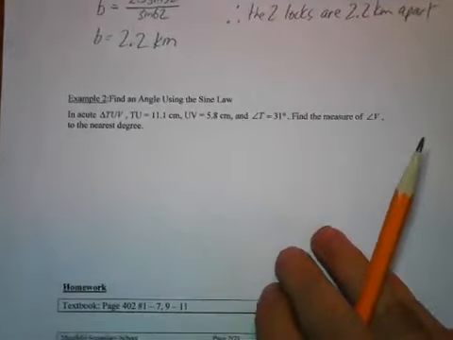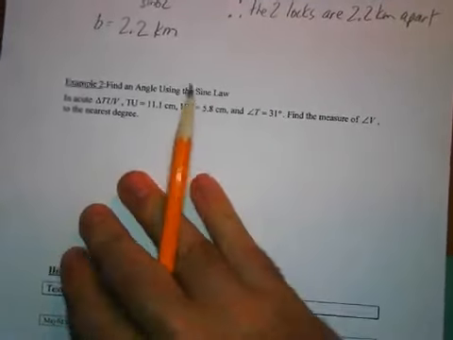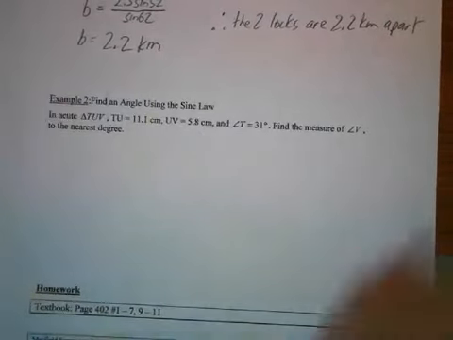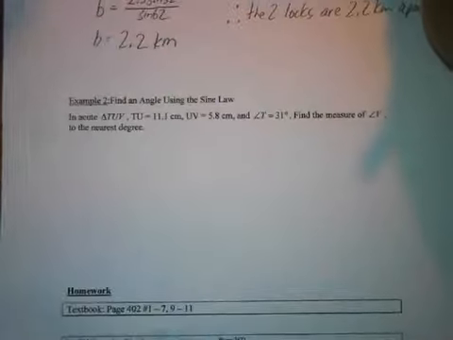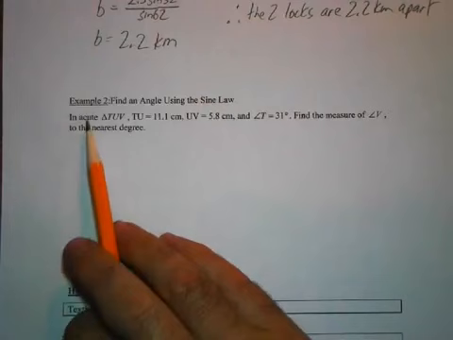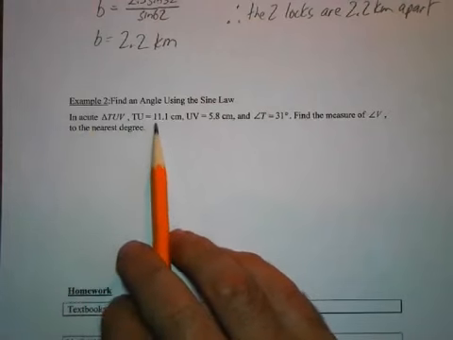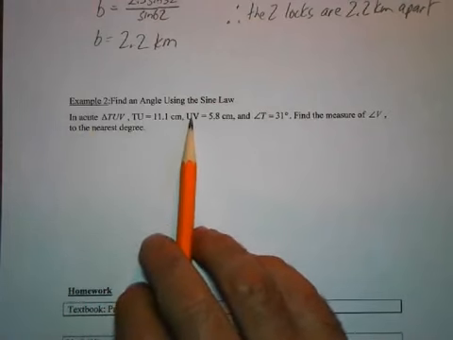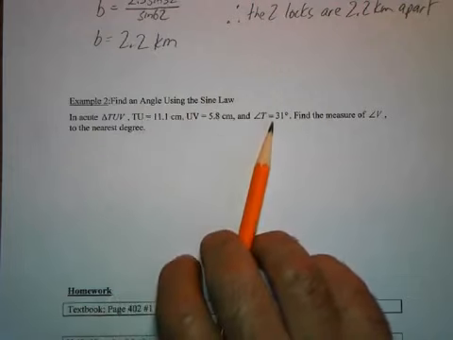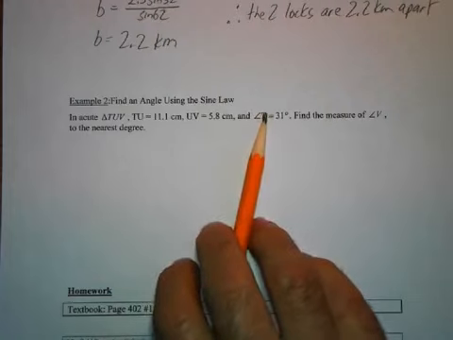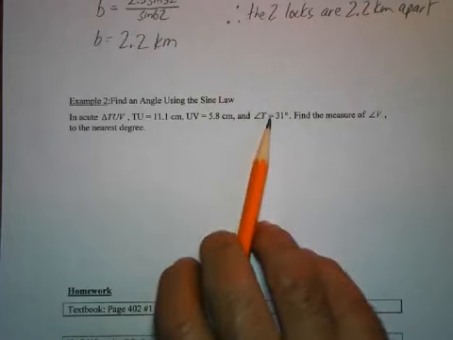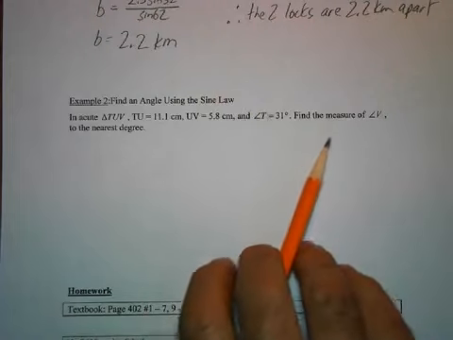This time they don't actually give us a picture of a triangle, so it always makes it a little bit more difficult. Let me straighten this out a bit. In acute triangle TUV, it gives us side TU, it gives us side UV, so it gives us two of the three sides, and it gives us one angle. So unlike the last question where they gave us two angles and we got the third for free, we're stuck at only one angle. And the question is to find the measure of angle V.